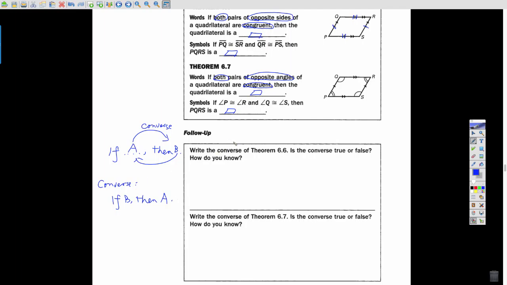So if we have to write the converse of this first theorem on top, the conclusion, go for the B. The if is in here. The conclusion is after the then. So if I have a parallelogram, then what happens? Then both pairs of opposite sides are congruent, right? So that's how we write a converse, but see the relationship between the original statement and its converse, and make sure that you finish the second part of this page.